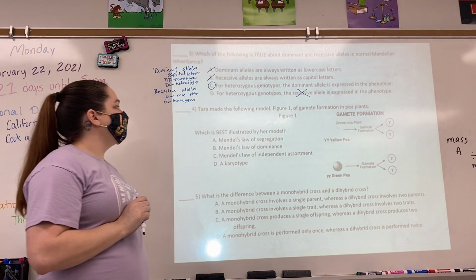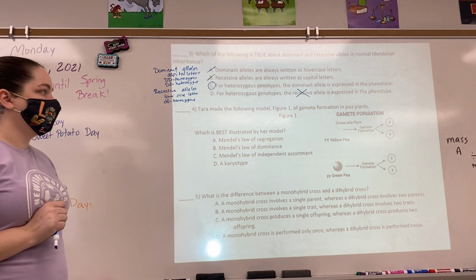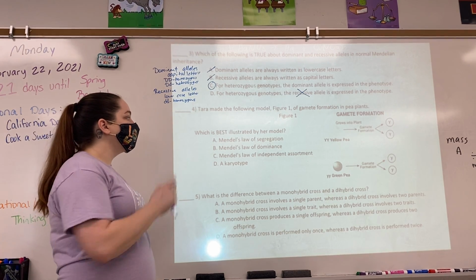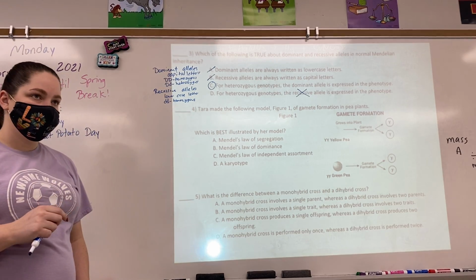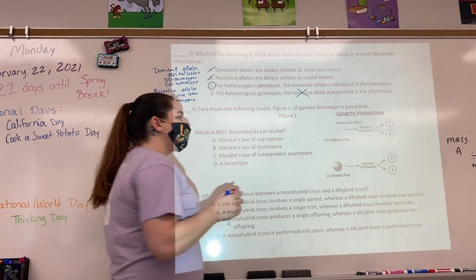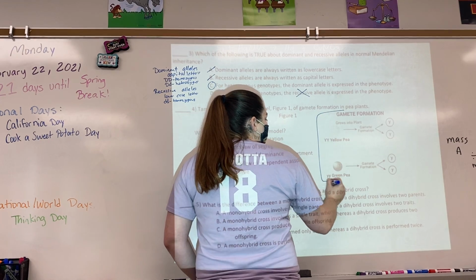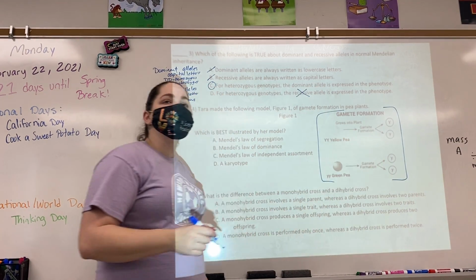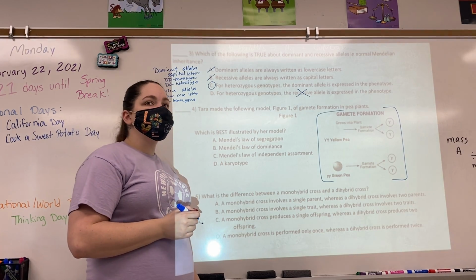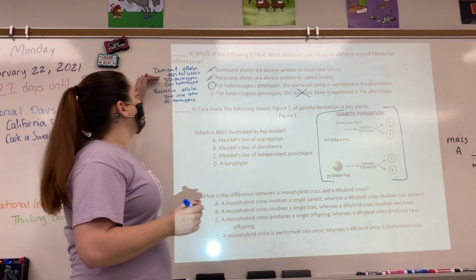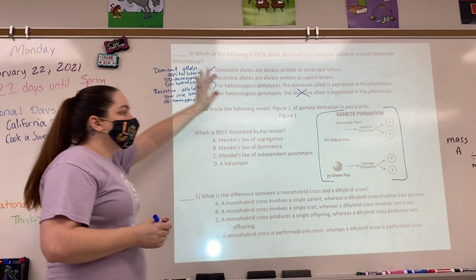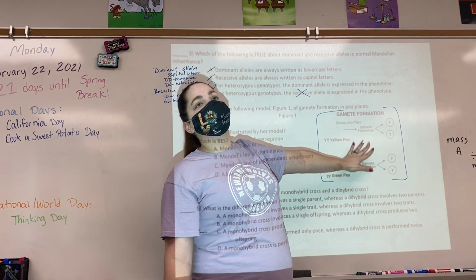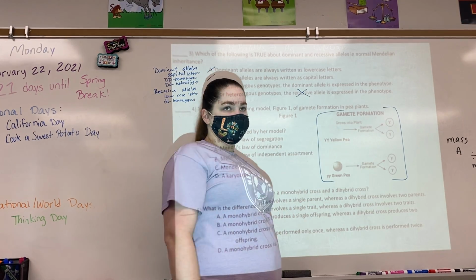Number 4, Tara made the following model, figure 1, of gamete formation in pea plants. Which is best illustrated by her model? So what I want you to do, anytime you're given a picture and asked basically, because this question is basically asking you, what is this picture showing you? What I want you to do is the same thing that we did up here. Look at the picture and jot down a few notes about what the picture is showing you, and then look at your answer choices.